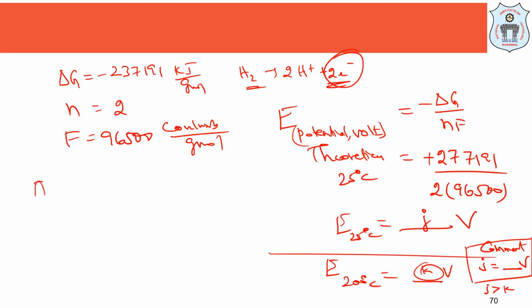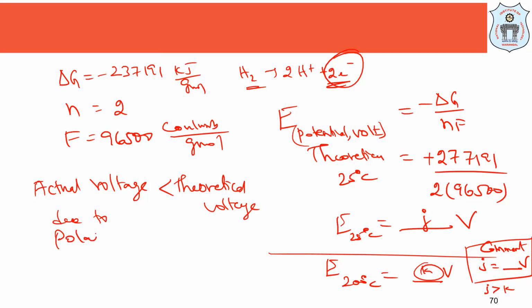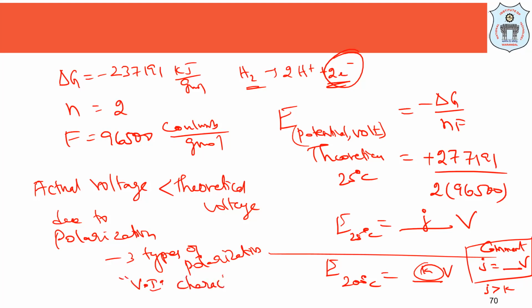Okay, so the actual voltage will always be less than the theoretical voltage due to polarization. And we have seen three types of polarization under the topic of VI characteristics. So the higher the polarization, the less is the voltage and the less is the efficiency. That's why we have to minimize all the types of polarization which we have discussed in detail.